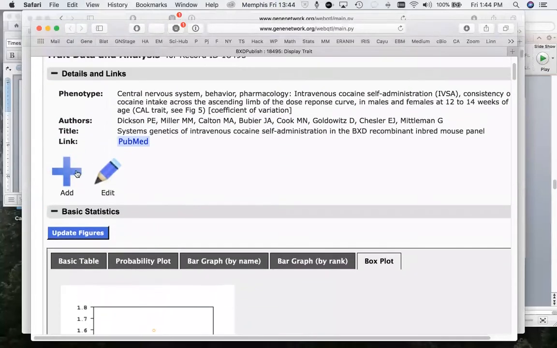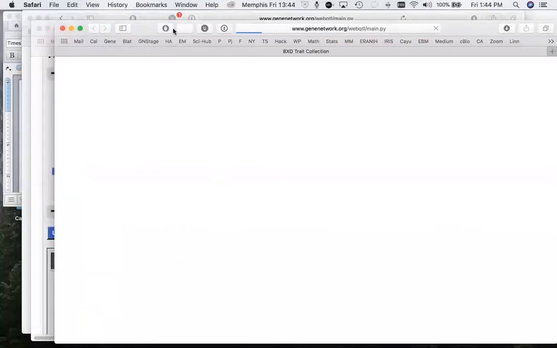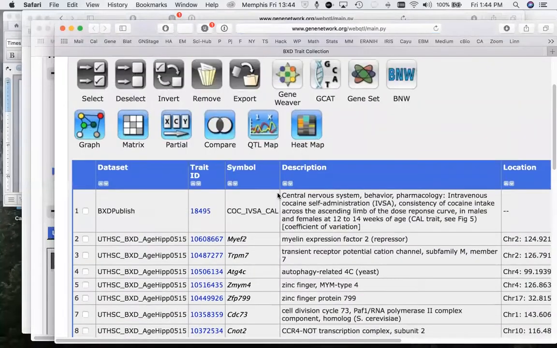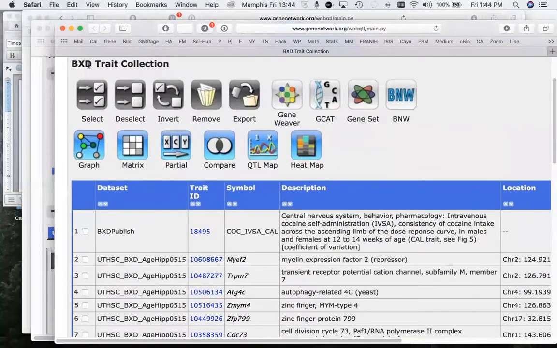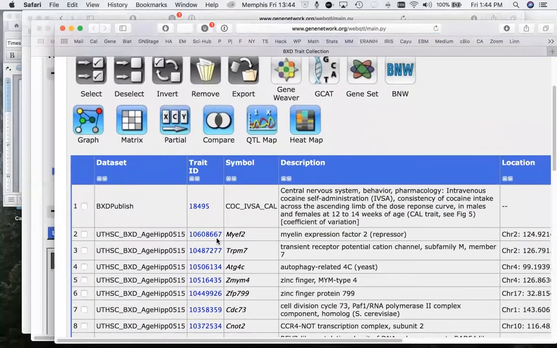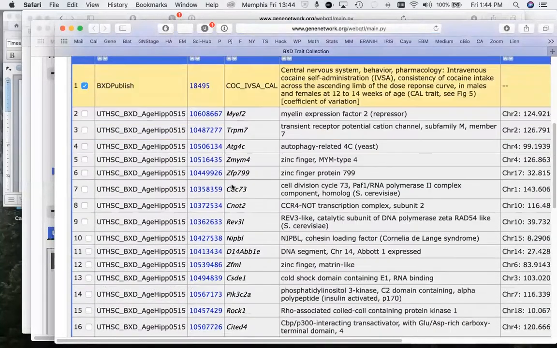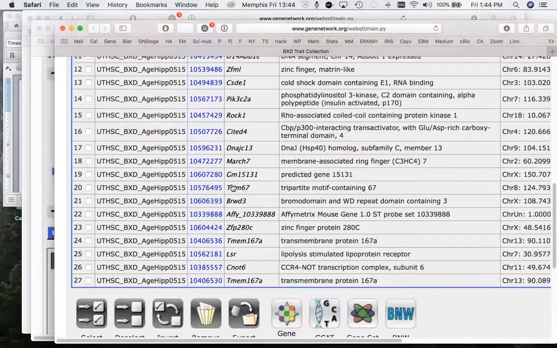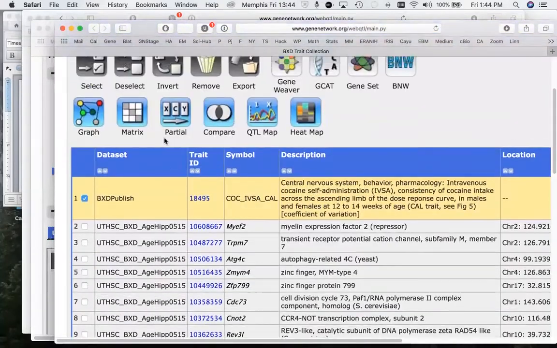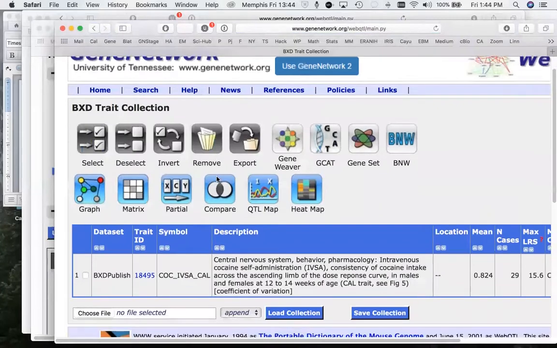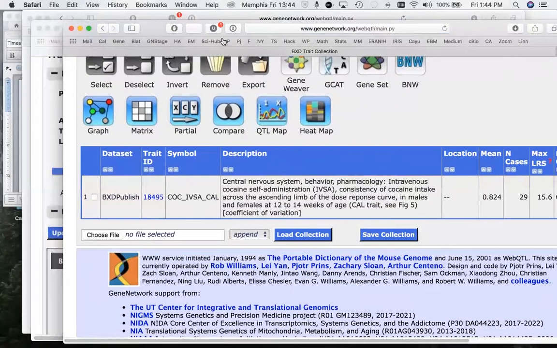And I can now build up a network of traits. So I just added the cocaine data into my BXD trait collection, and we could have a rat collection or a human collection. That's the trait I just added. I already had some traits in my collection from earlier this morning from some work I was doing. I might want to flip this and just remove the extraneous traits. Now I just have one item in my collection.